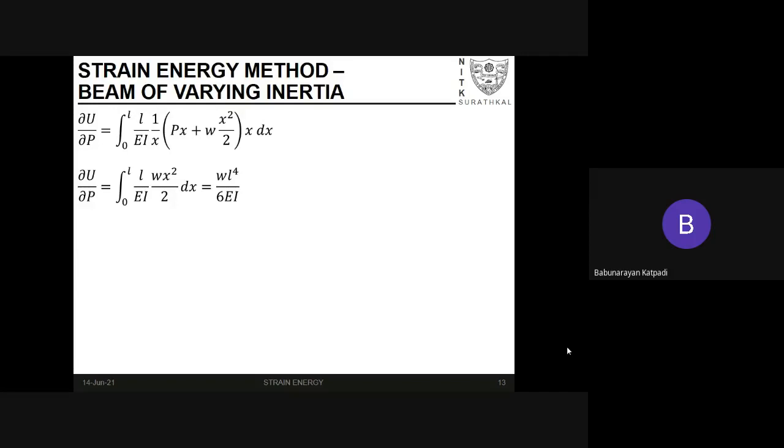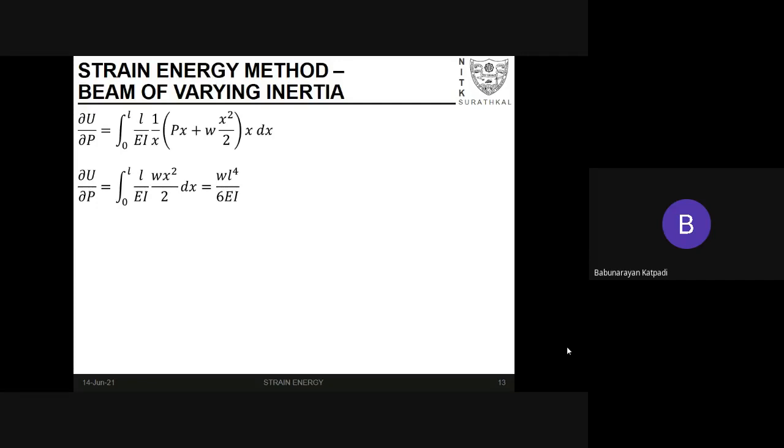So, 2 and 2 cancel. The numerator and the denominator, I get Px plus Wx squared by 2 into what is inside the bracket, which is to be differentiated with respect to P. W squared by 2 is a constant. The differential of Px with respect to P is x. That remains, and remember, you have L by EI, x by L, that L going to the numerator and x remaining in the denominator. And that one x cancels with the x before the dx.